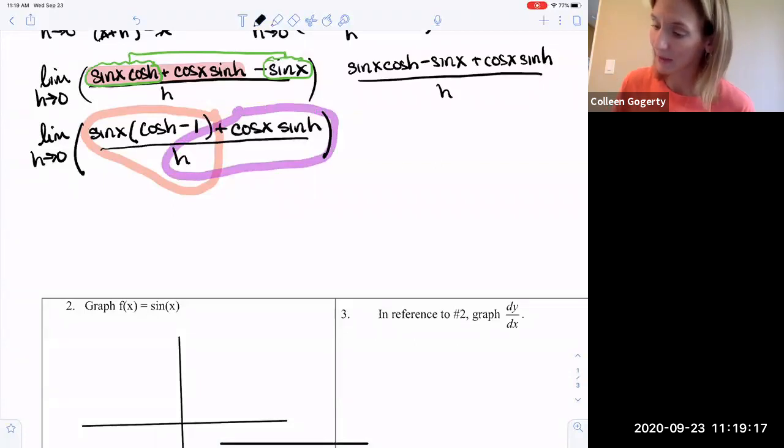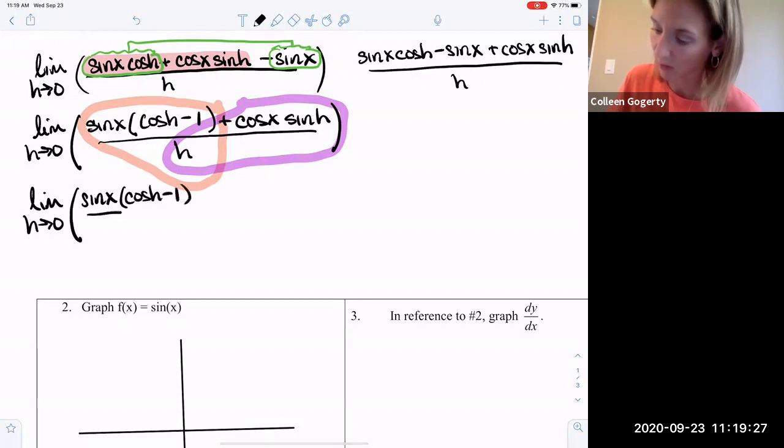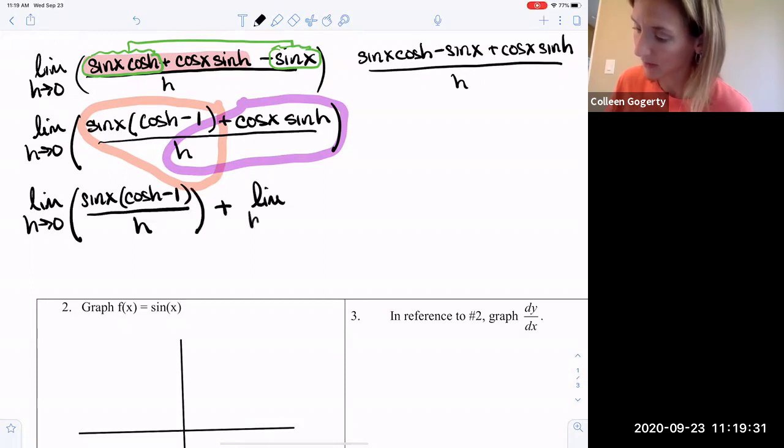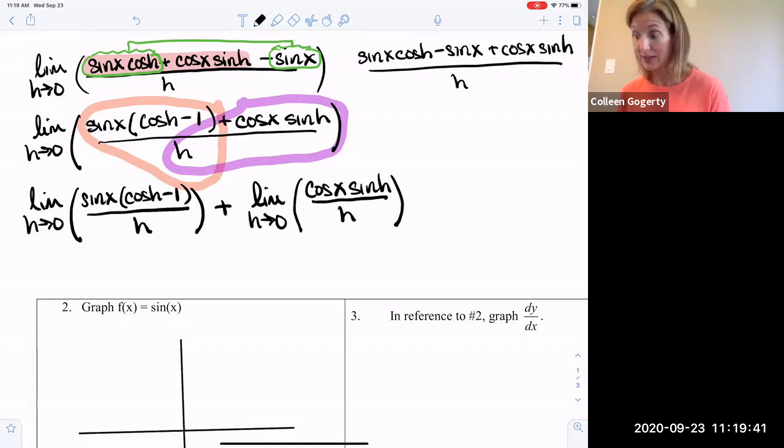So what's happening here is I'm going to look at this as the limit as h approaches 0 of sine of x times cosine h minus 1 all over h, plus the limit as h approaches 0 of cosine x sine h all over h. And we're getting closer. Now what can we do? I'm going to try to highlight again.